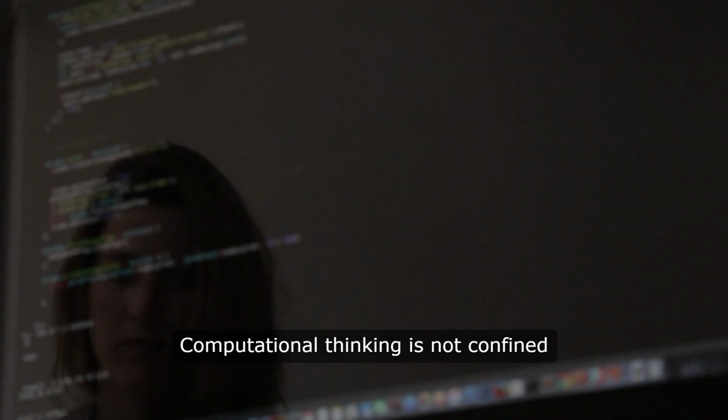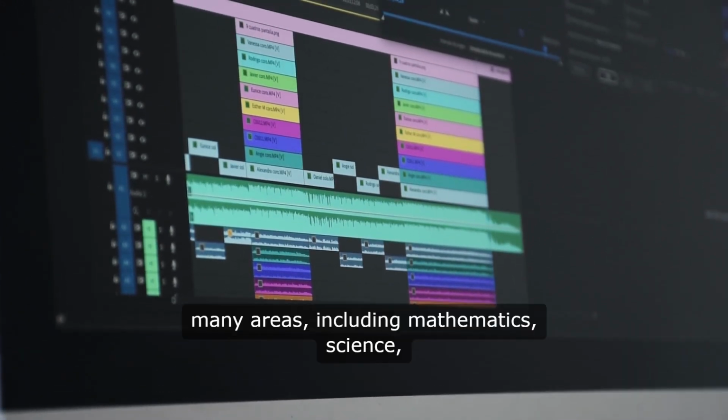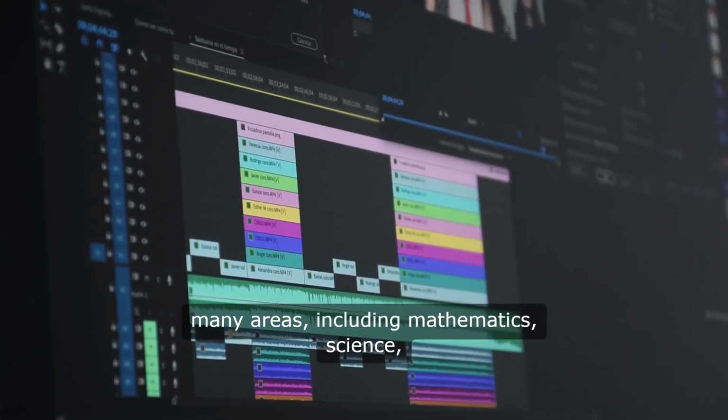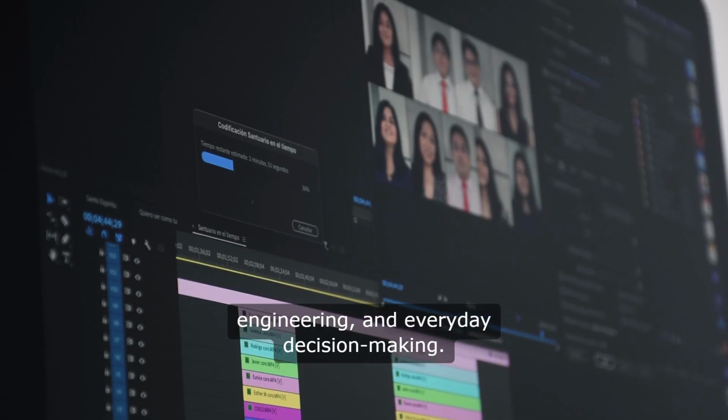Computational thinking is not confined to programming or software development. It is a universally applicable skill that enhances problem-solving in many areas, including mathematics, science, engineering, and everyday decision-making.